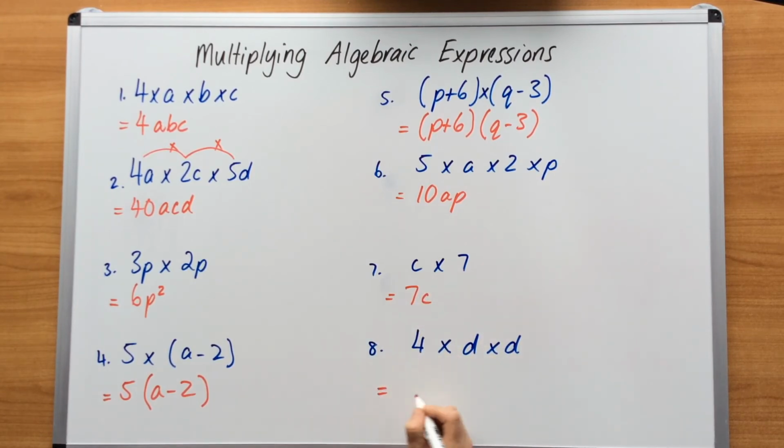And the last one here, 4 times d times d. 4 doesn't have anything to play with as regards to multiplying. There's no like terms, so 4 sits alone. And d times d is d squared.